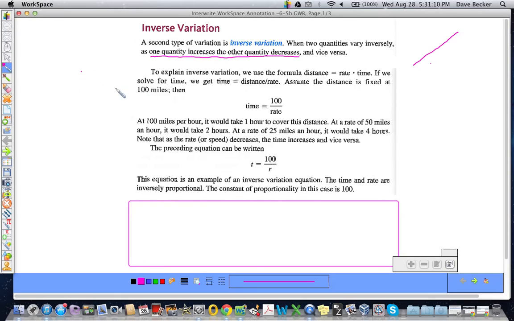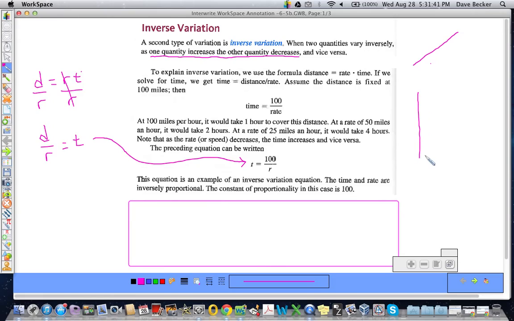Okay, and they do a nice job here with the example of the formula we know, distance equals rate times time. And if we solve that formula for time, dividing both sides by r, then we get time equals distance over rate. And if we fix the distance at 100, we get the formula t equals 100 over r.